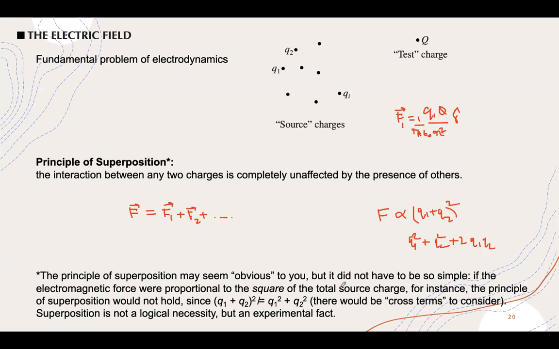So the superposition principle, which we are talking about in terms of electric field or electric force, is an experimental fact which we are using here. I hope now this statement is very clear: the principle of superposition says that the interaction between any two charges is completely unaffected by the presence of the others. This is the experimental fact which we are basically using as the principle of superposition. Does anyone have any confusion or any question on that note?